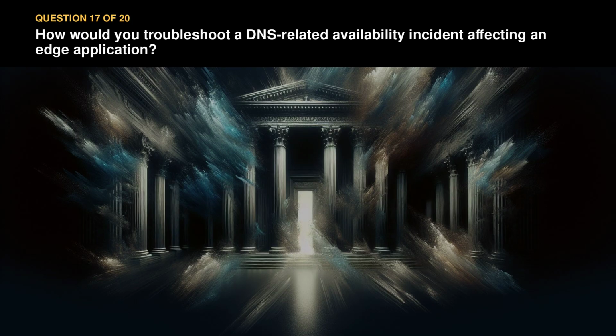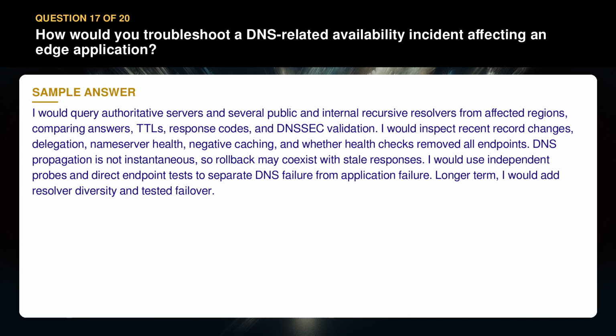Question 17. How would you troubleshoot a DNS-related availability incident affecting an edge application? I would query authoritative servers and several public and internal recursive resolvers from affected regions, comparing answers, TTLs, response codes, and DNSSEC validation. I would inspect recent record changes, delegation, nameserver health, negative caching, and whether health checks removed all endpoints. DNS propagation is not instantaneous, so rollback may coexist with stale responses.